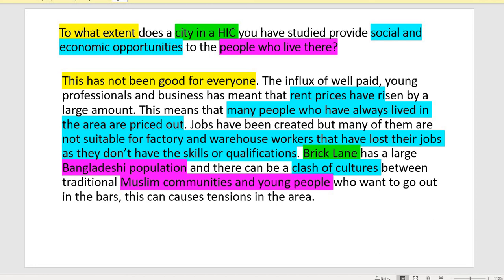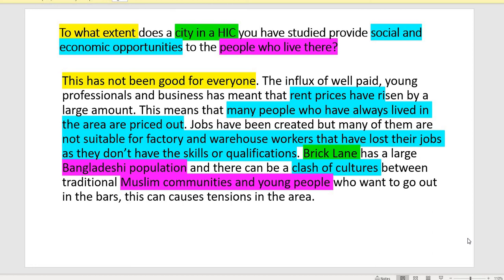And then with the social opportunities, we're talking about the clash of culture. So again, that's a negative, isn't it? Saying, yeah, great, these young people are moving into the area and they go out and they party and they have a great time. But that is happening in an area which has traditionally been a Bangladeshi Muslim community. And then obviously you can get that clash of cultures, can't you? Where you've got young people going out, drinking alcohol, being loud, versus a more traditional community.